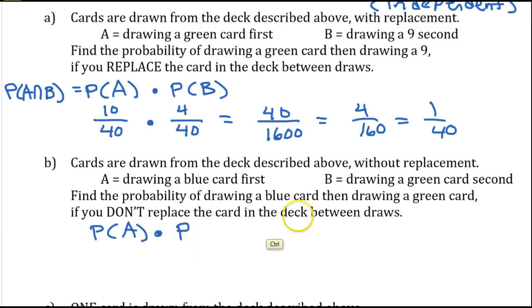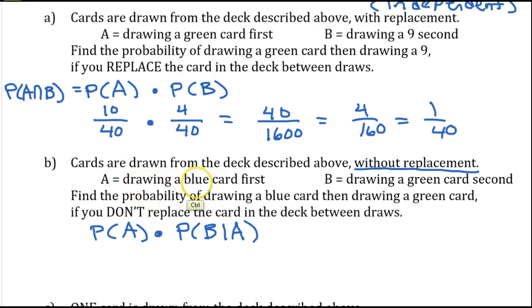So here's how we have to modify the equation a tiny bit. I can't just say the probability of A times the probability of B, because these events are not independent, because we're not putting the card back. The second probability will change. So here's how you fix it. You say the probability of B given that A has already occurred. Now, here's what I mean by that. The probability of A is going to just be normal because A is being drawn first.